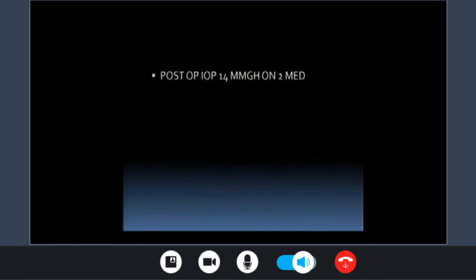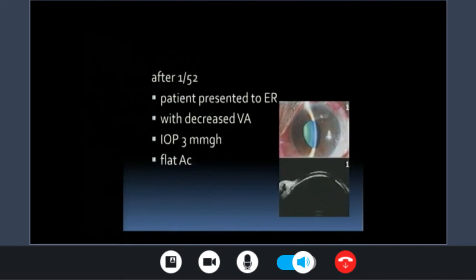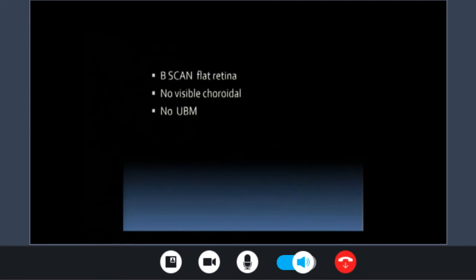So what happened to this patient? Post-op pressure was 14, very nice, on 2 medications. Then after 1 week, the patient presented to the emergency room. I was on call at that time in the Eid holiday, and I was in the ER when she came, luckily, with decreased vision, intraocular pressure of 3, and a flat anterior chamber. There was no anterior chamber at all. It was a surprise for me.